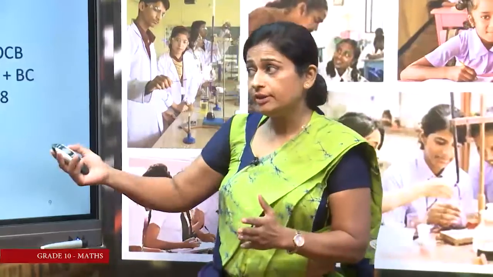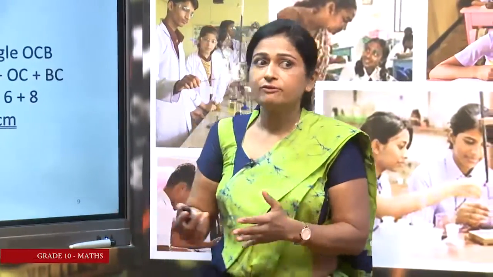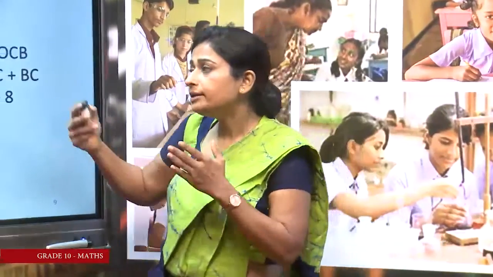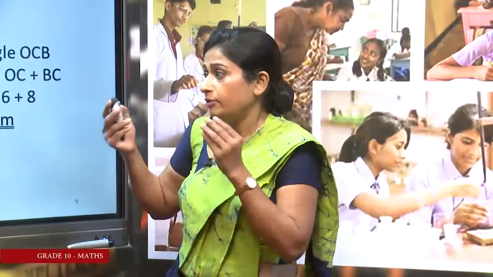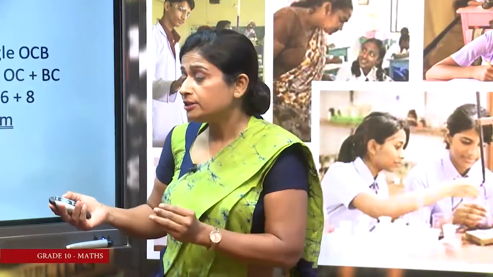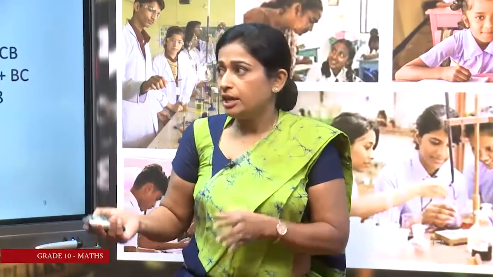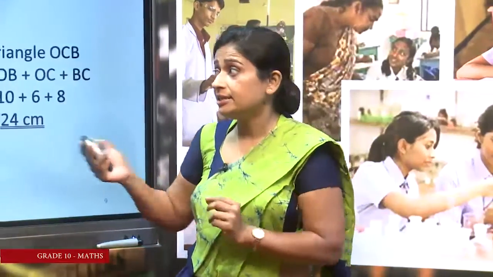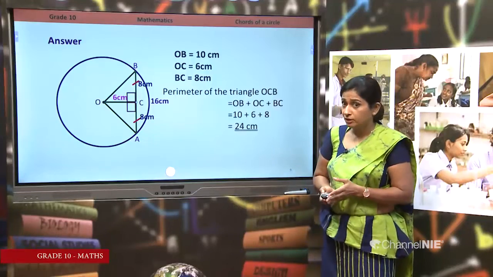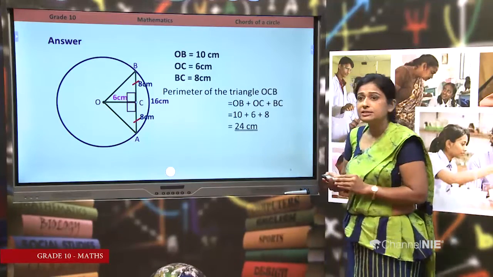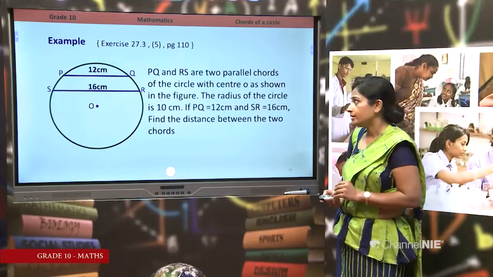So in here we have applied the converse of the theorem. How do we apply the converse of the theorem? We could see a line joining the chord and the center perpendicularly. In that case, we can say C is the midpoint of the chord. It's the important part of this sum. Then we can do another example.